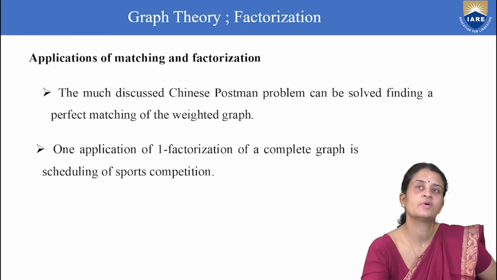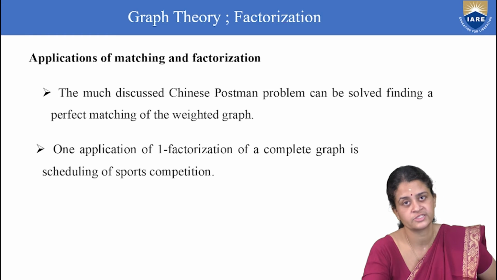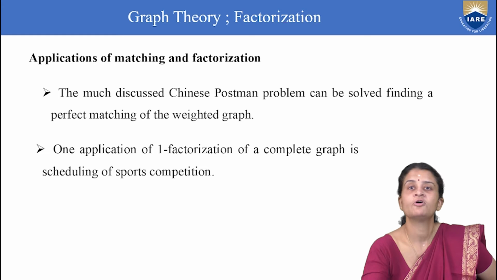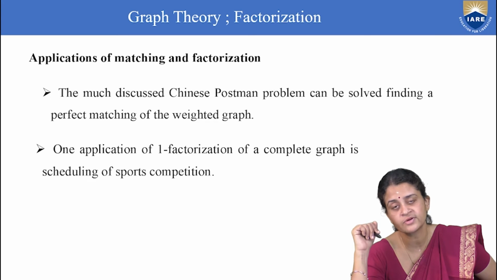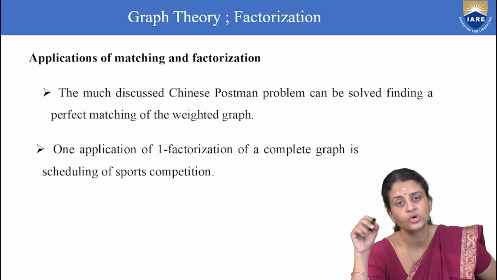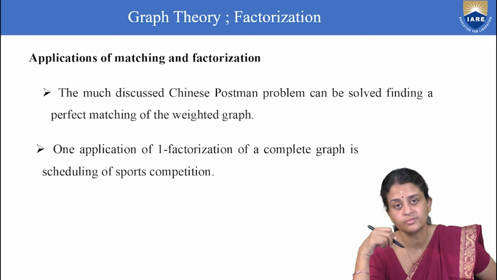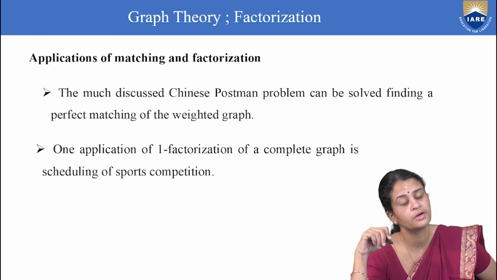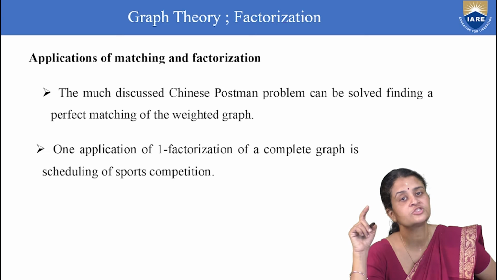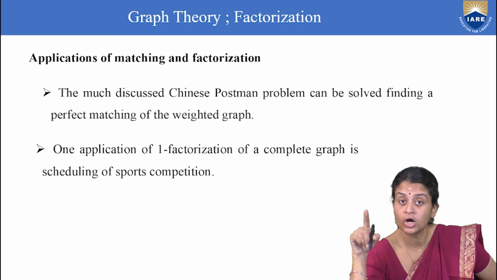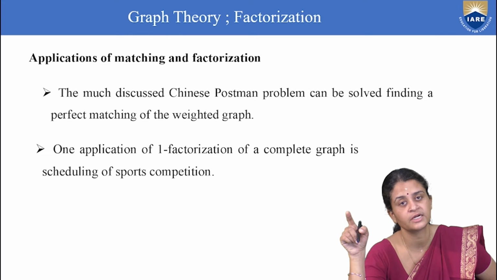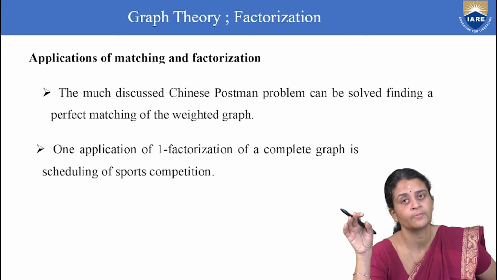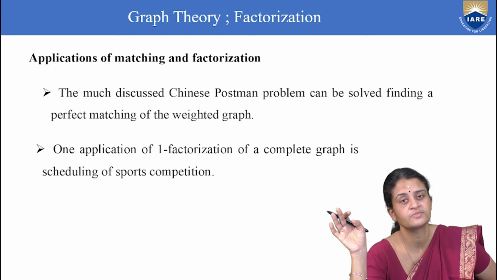And we will see some applications of matching and factorization. We have already seen the Chinese postman problem. That is, a postman starts from a point. He has to go through all the routes, covering the minimum route, and he has to reach back to the starting point in minimum time and minimum distance traveled. That is what is called the Chinese postman problem.